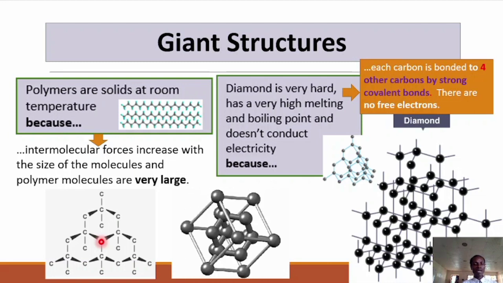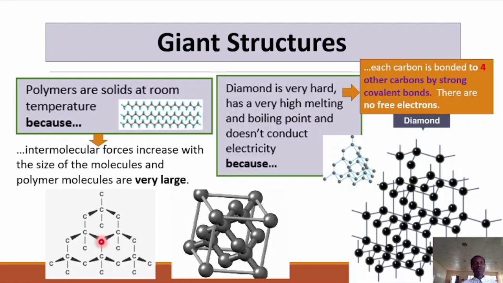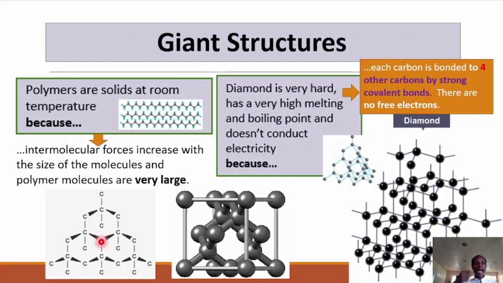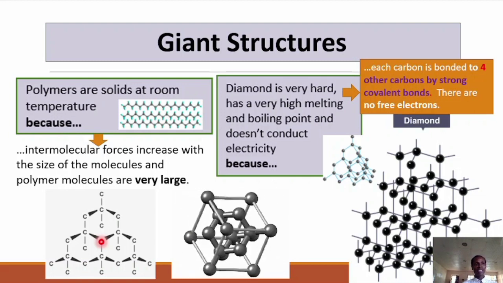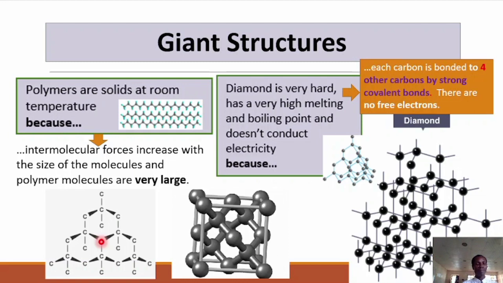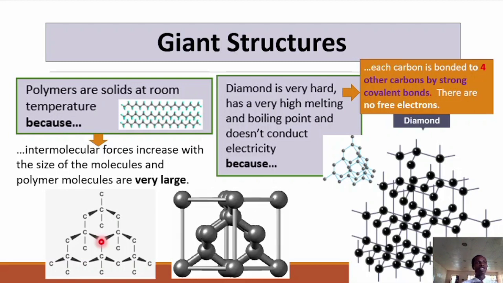Because a particular carbon atom has 4 other carbon atoms holding it, for you to break the bond, you require higher energy. And I think up to today, diamond is still the hardest known substance because of this nature of how diamond is formed.